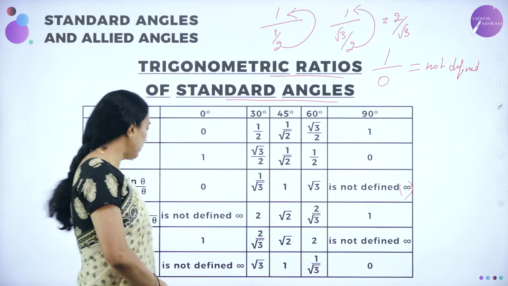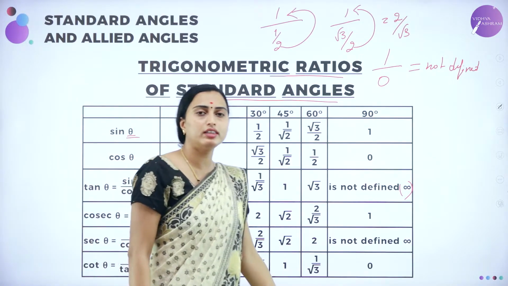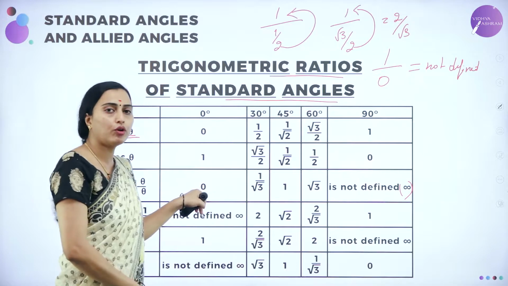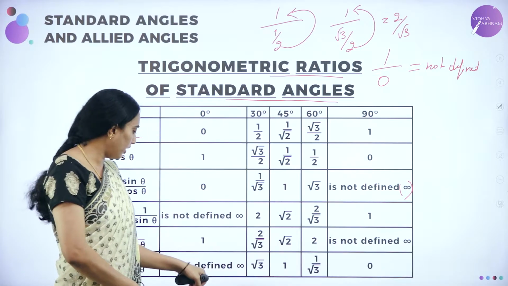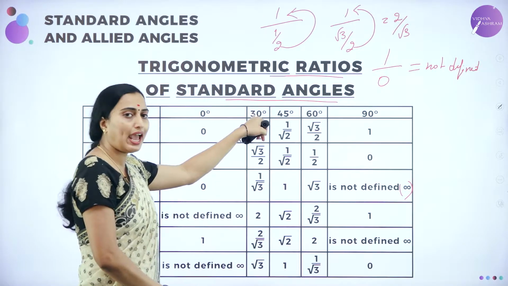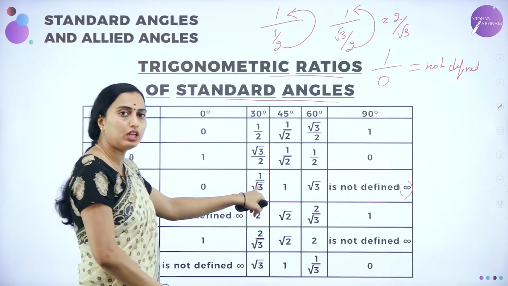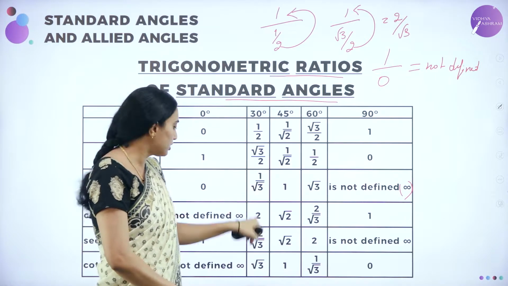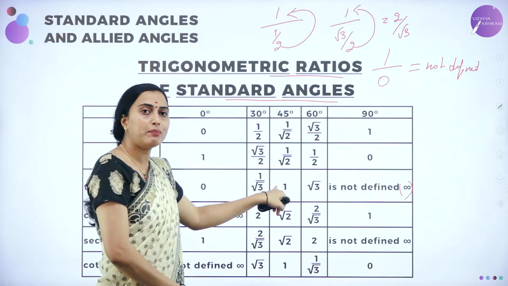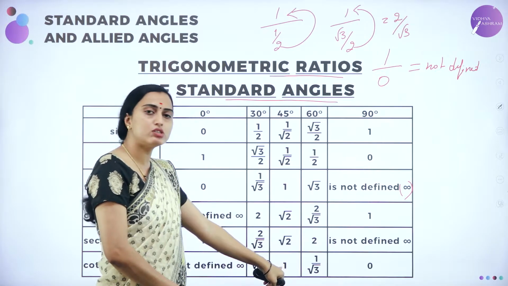Getting it? Next, we'll be moving on to cot theta. Cot theta is the reciprocal of tan. Whatever you got for tan, take the reciprocal of that. 1 by 0 is not defined, so cot 0 degree is not defined. Again, tan 30 degree is nothing but 1 by root 3. 1 over 1 by root 3 is root 3. Next, tan 45 degree is 1. 1 by 1 is 1, so cot 45 is also 1.